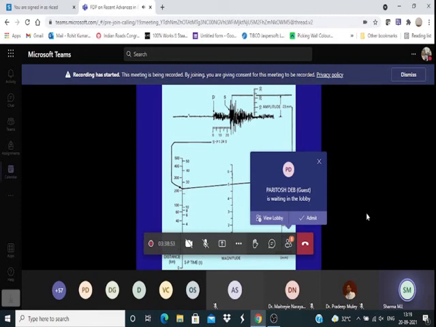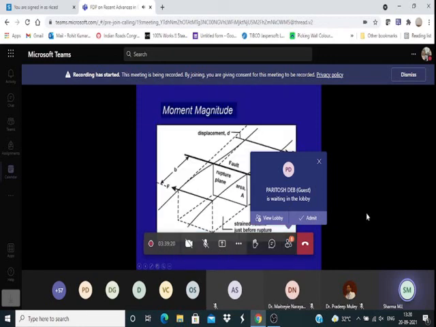So people think that it is a disadvantage. I'll say that it is not a disadvantage. You are getting the idea of the energy release in different frequency bands, so the magnitude has to be different. But the people want, okay, we don't want this jugglery. Just give us one single magnitude scale. And then this moment magnitude was given.